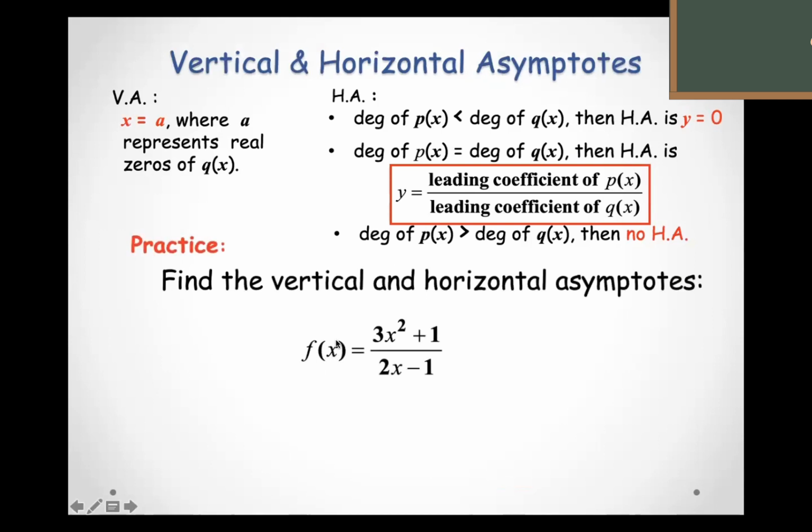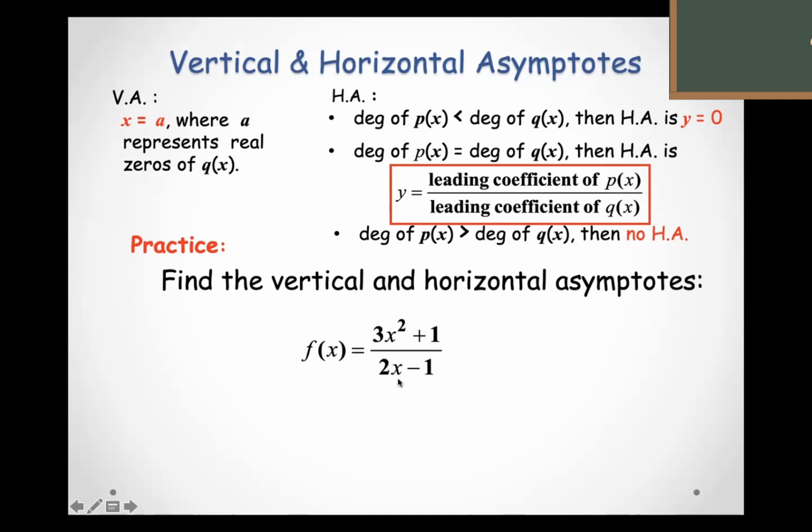This one, find the vertical and horizontal asymptotes. These are the boundaries of the graph of a given rational function. Okay. So, again, the vertical asymptote is written in equation form as x equals a, where a is any real number. For the horizontal, it depends on the degree. So, find the vertical asymptote and horizontal asymptote.